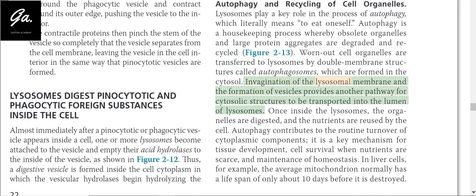Invagination of the lysosomal membrane and the formation of vesicles provides another pathway for cytosolic structures to be transported into the lumen of lysosomes. Once inside the lysosomes, the organelles are digested, and the nutrients are reused by the cell.